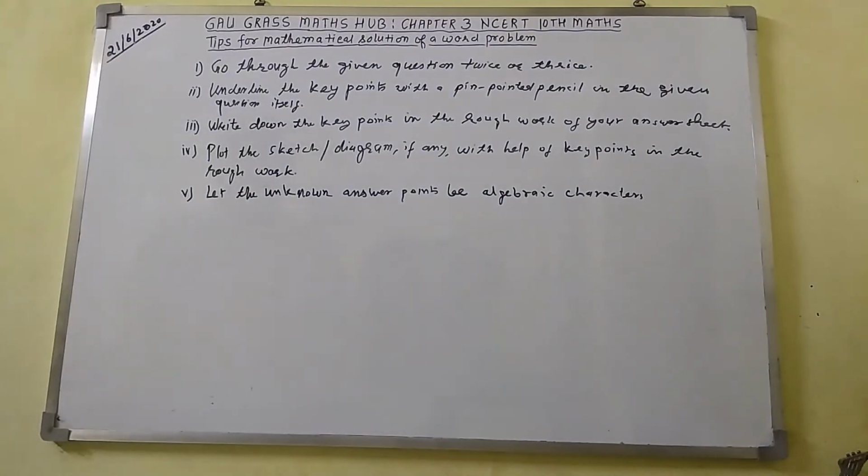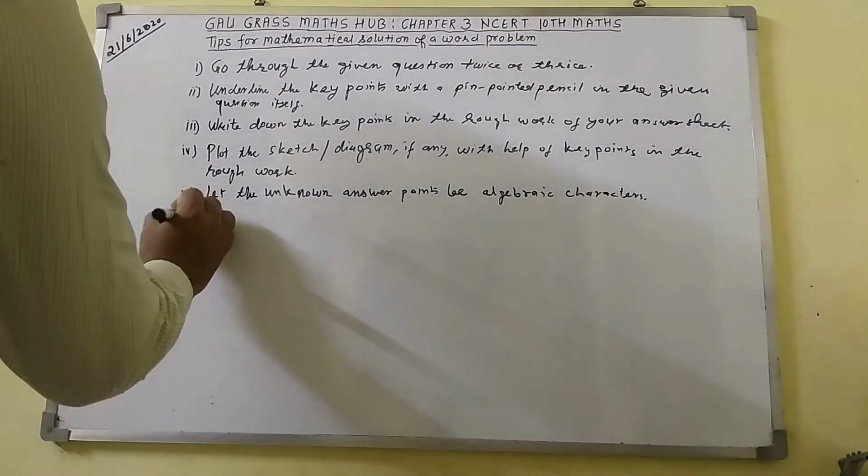Now, fifth point will be let the unknown answer points be algebraic characters. After that, sixth point will be think over the formulas or tricks applied to.